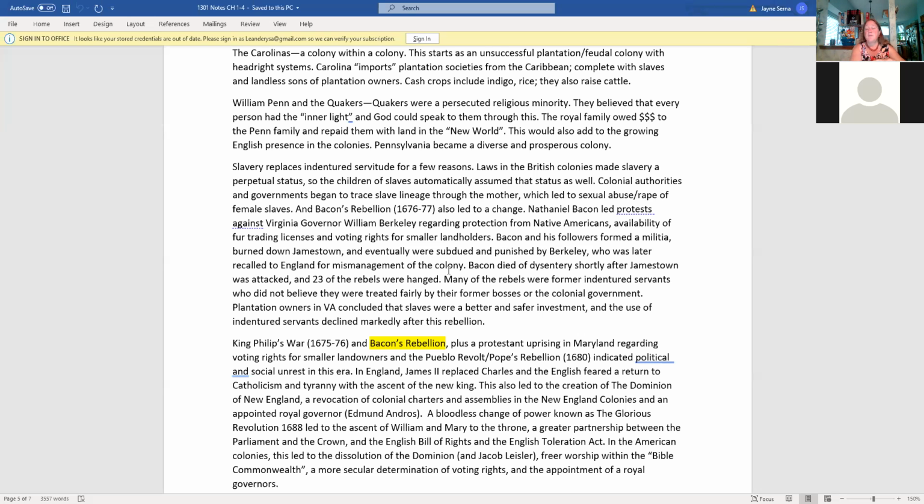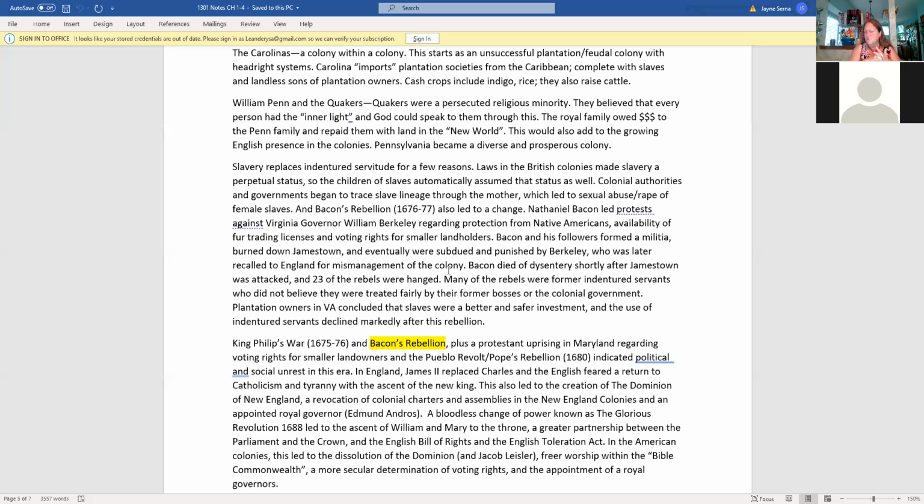What eventually happens is Berkeley does raise a militia that chases down Bacon. Now, Nathaniel Bacon ends up getting dysentery after burning down Jamestown, probably from some of those little swampy mosquitoes. And then the rebellion falls apart. 23 of the people who signed on to the rebellion get captured and then hanged.